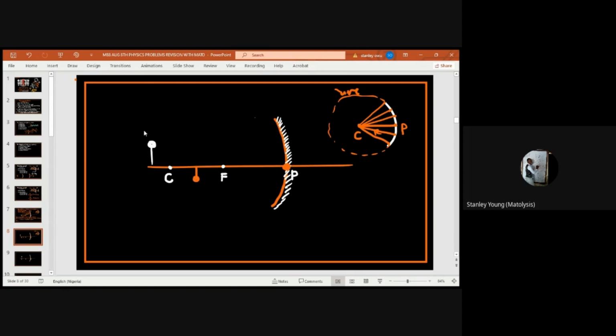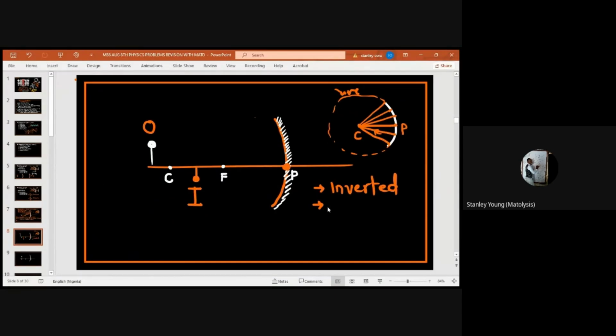Okay, now if this is the object, what we have here is the image. So what are the properties of the image here? Number one, it is inverted. You can say that the orientation of the image is upside down compared to the object. Okay, there is a rule for drawing ray diagrams. There is a separate video for this already. Just look for it on the channel. It's under optics. Okay, so it is inverted.